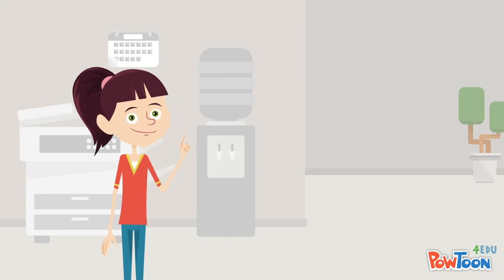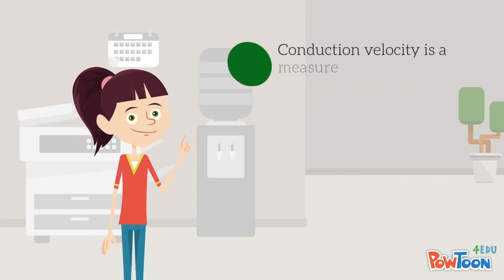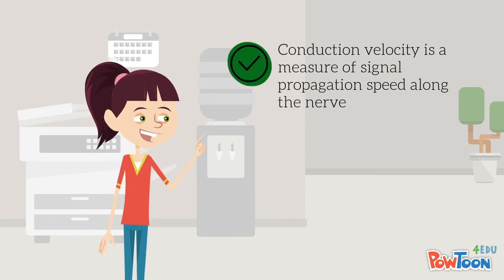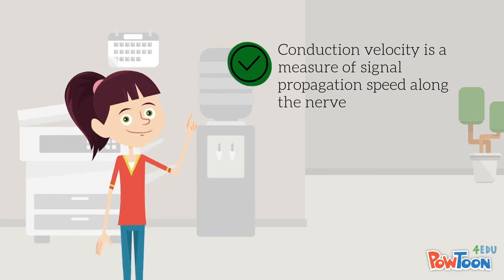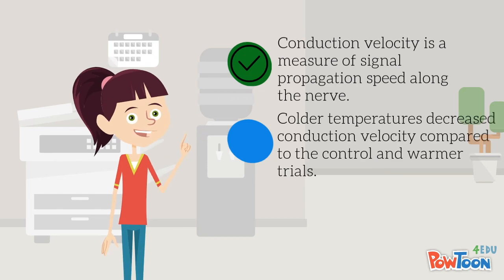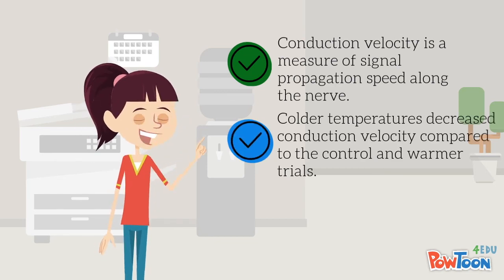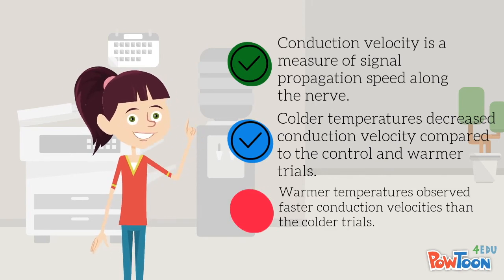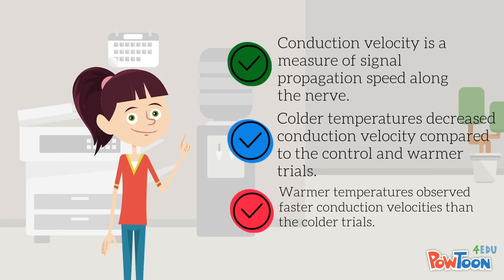Conduction velocity was recorded as an indicator of how quickly the nerve is able to propagate electrical signals. Based on our results, the general relationship between conduction velocity and temperature was as follows. At colder temperatures, we observed a decreased conduction velocity compared to the control and warmer trials. At warmer temperatures, we observed a faster conduction velocity than the colder trial.